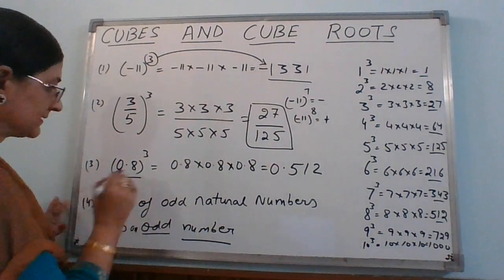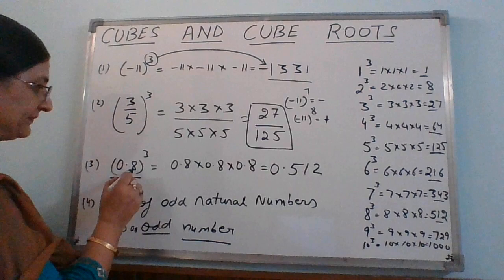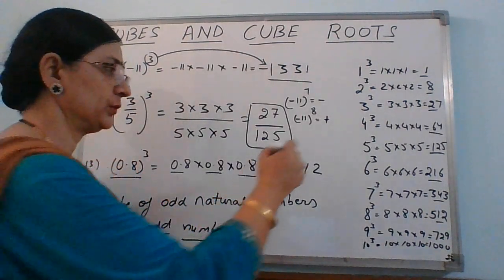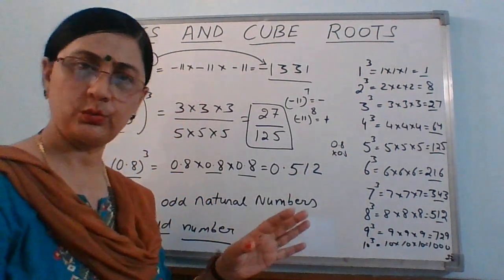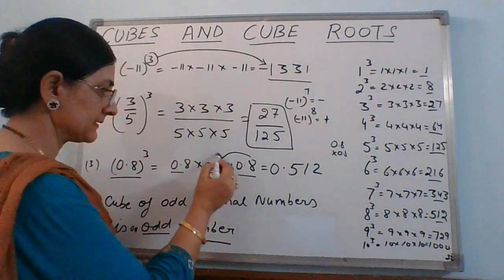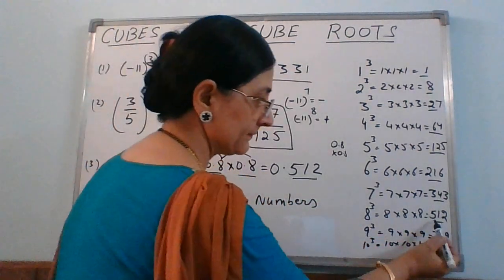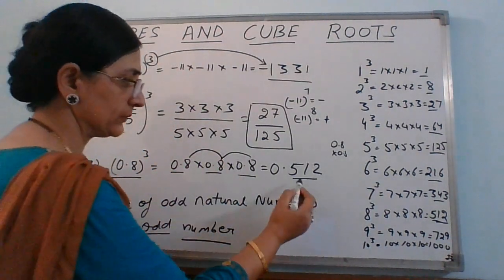Okay, now comes a decimal number, 0.8 cube. How to find that? 0.8 multiplied by 0.8 multiplied by 0.8. So you don't have to multiply 0.8 into 0.8 like that in rough. No. So here it is 8, 8 8s are 64, 64 8s, that means 8 cube, that is 512. You can see here. If you had learned this 8 cube, then you can directly write 512.